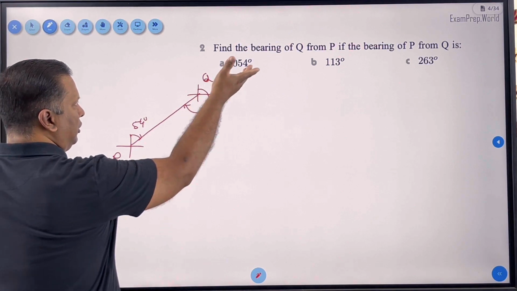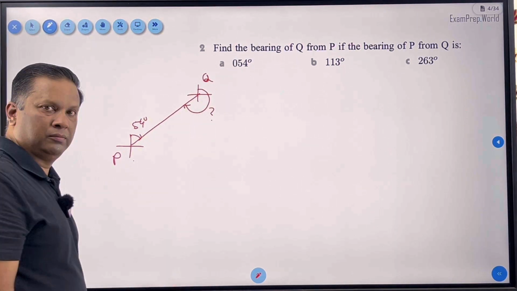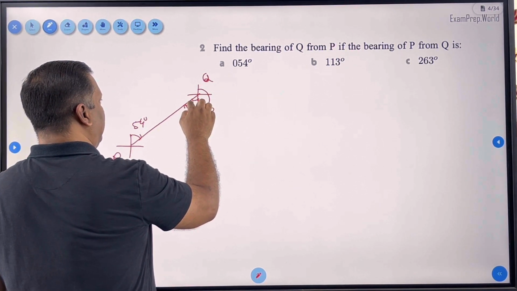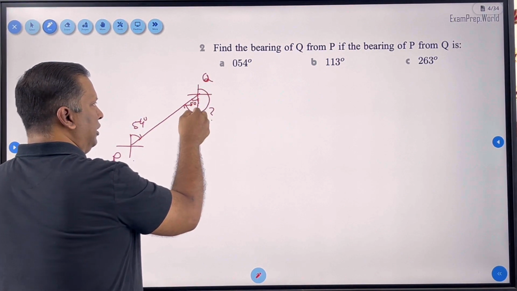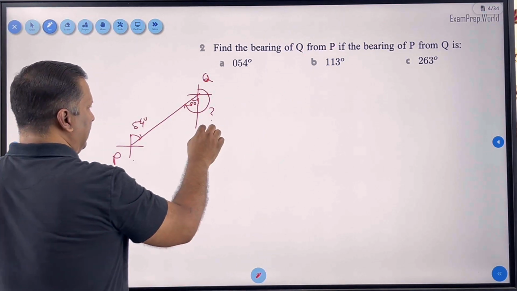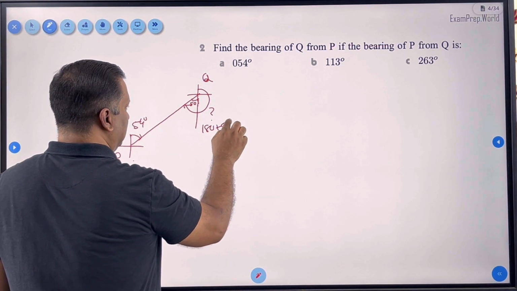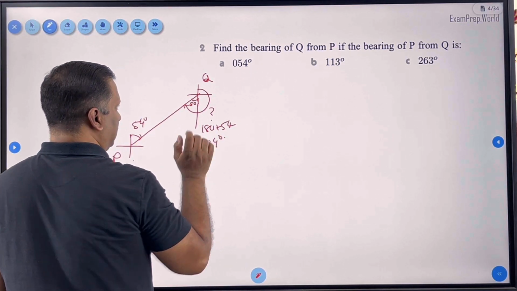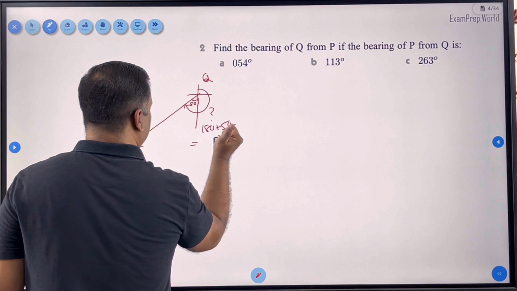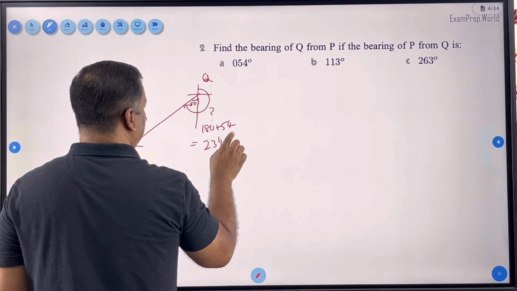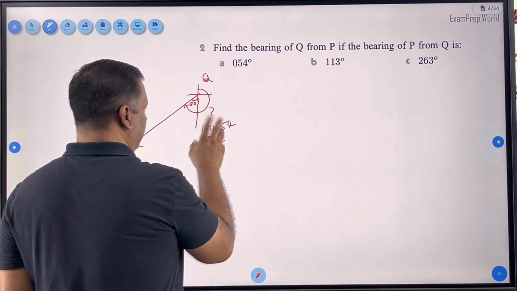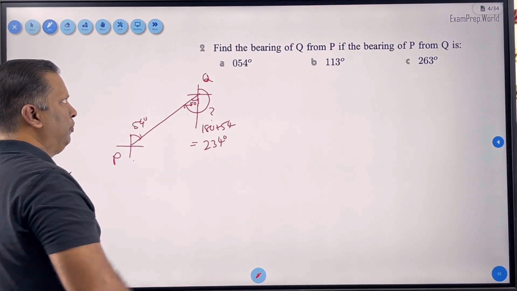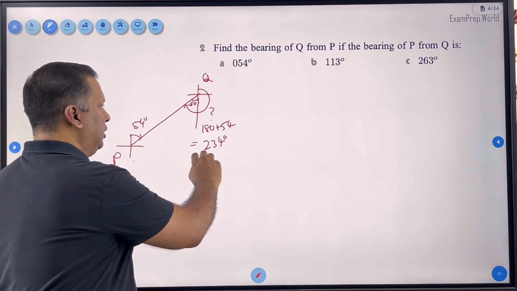How do you find this? This is what he is asking. This angle is the question. Okay. This is 54. So this one is also 54. And from here to here it is how much? 180. So this angle will be 180 plus 54. 180 plus 54 is 234. So the bearing of Q from P, the answer for this is 234.